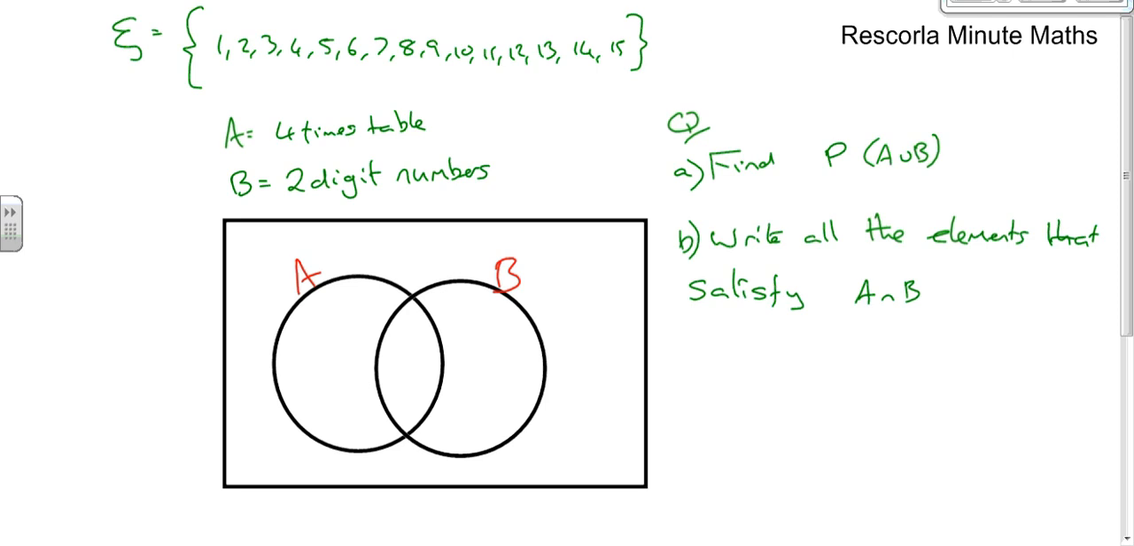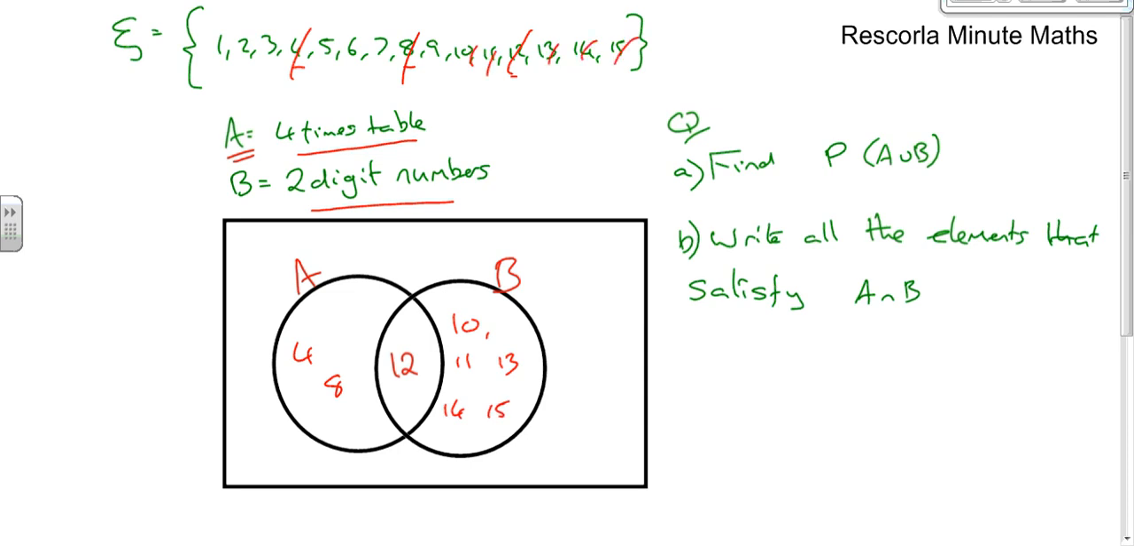So the next one, we're going to look at the overlap. So that's something that's in the 4 times table and a 2-digit number. So all the 4 times tables, 4, 8, 12 from the universal set, but the only one of those that's a 2-digit number is 12. So that's going to go in the overlap. So once we've done the overlap, we then look at letter A. That's everything in the 4 times table. So that's going to be 4 and 8. And then B, all the two-digit numbers. So we've done 4 and 8. All the two-digit numbers are 10, 11, 13, 14, 15.